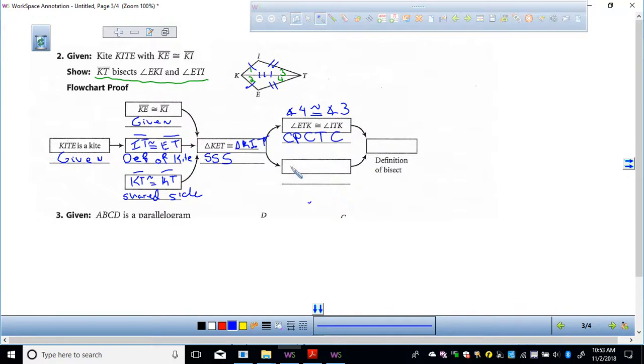What do you think goes down here? Angle 1 is congruent to angle. Very good. And yeah, you could call it IKT, very good, Greg, but I'm just going to call it angle 1 is congruent to angle 2. And that is also because of CPCTC. What is the exact letters? Oh no.